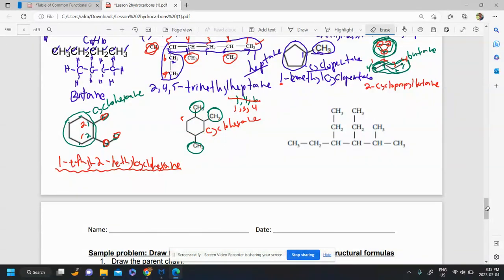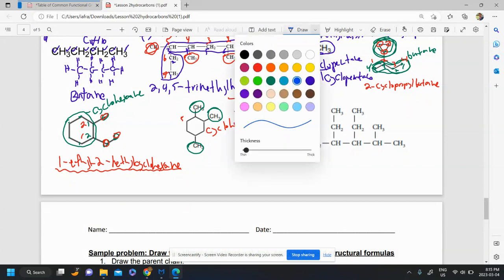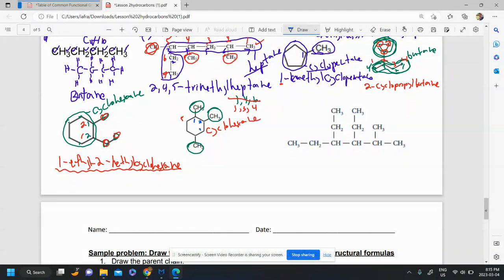Now I'm going to try one more situation. Let's try this. 1, 2, 3, 4. So I get 1, 2, 4. At the first point of difference, blue wins. So this 1, 2, 3, 4, 5, 6 numbering, that works best. So we get 1, 2, 4 trimethylcyclohexane.